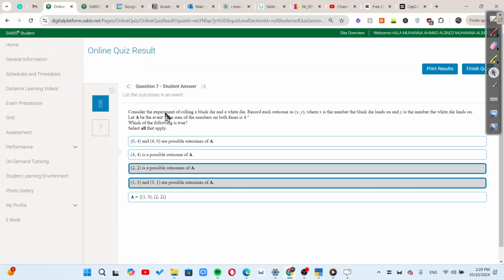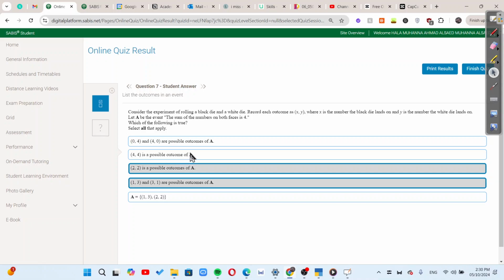Now again you're rolling dice and they want A to be the sum of both faces is 4. Which one could you have? So 0, 4 and 4, 0 are possible outcomes of A. You're going to say, yeah, 4 plus 0 is 4, and 0 plus 4 is 4. But does a die have a 0 face? There's not a single die in the world that I've ever seen that has a 0 face. They always start from 1 to 6. If this wasn't talking about dice, you could definitely choose this one. But since it's talking about dice, and dice have no 0 face, it's wrong.